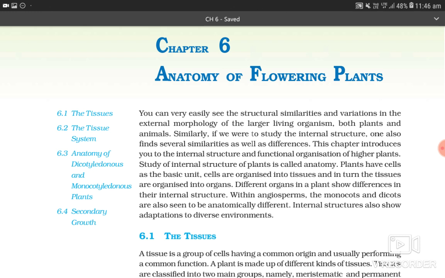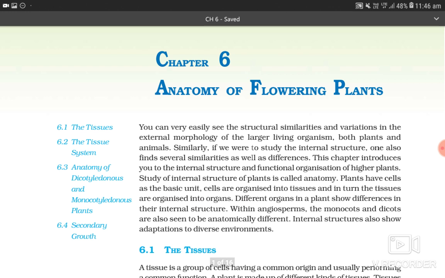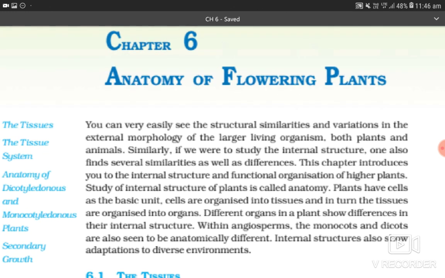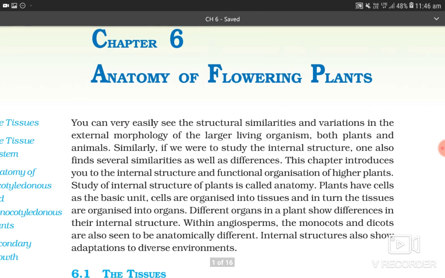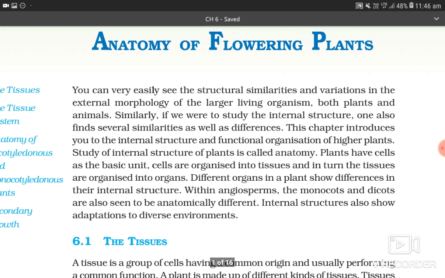Let's start Chapter 6, Anatomy of Flowering Plants. You can very easily see the structural similarities and variations in the external morphology of the larger living organisms, both plants and animals. Similarly, if we were to study the internal structure, one also finds several similarities as well as differences. This chapter introduces you to the internal structure and functional organization of higher plants.